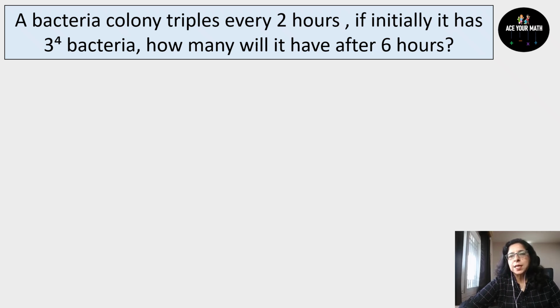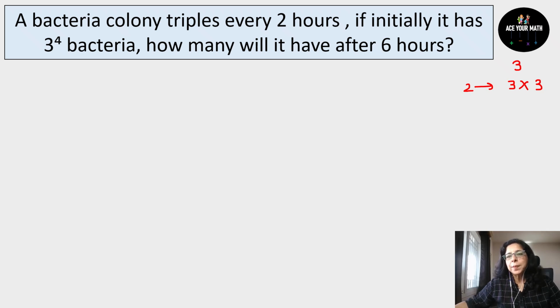See, the question says initially. Now, first of all, we are assuming it, just to make you understand. Let's say initially there were 3 bacteria in the beginning. Okay, so what will happen to these three bacteria after 2 hours? They will triple themselves. So for triple, you will multiply the given number by 3.